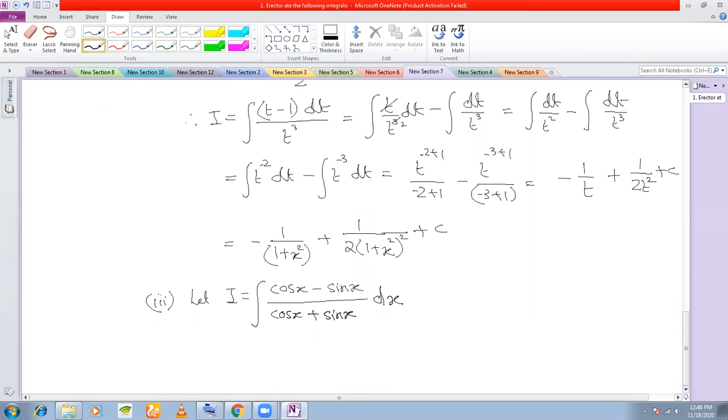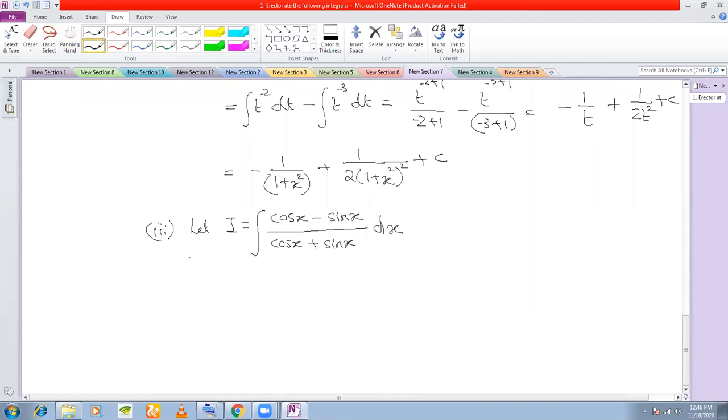If you see, if you differentiate the denominator, will you get the numerator? Just check. Just check if you differentiate the denominator, will you get the numerator?